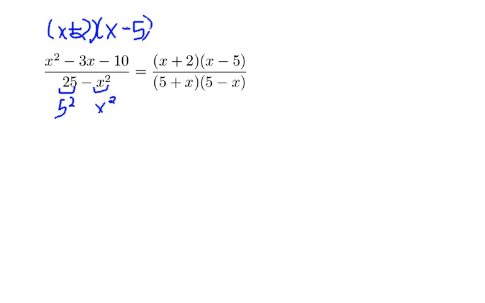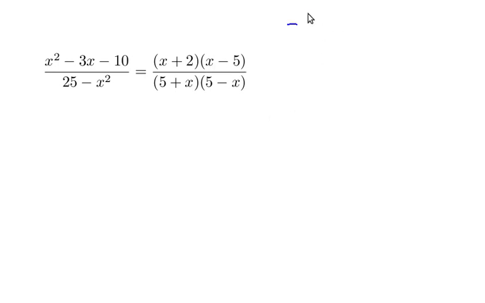5 plus x times 5 minus x. Okay, we have nothing to cancel now, right? Or so it seems. Actually, there's something that we can do, something that is not very intuitive, something that will not come to your mind immediately, but something that allows you to cancel something. This 5 minus x is the opposite of x minus 5.